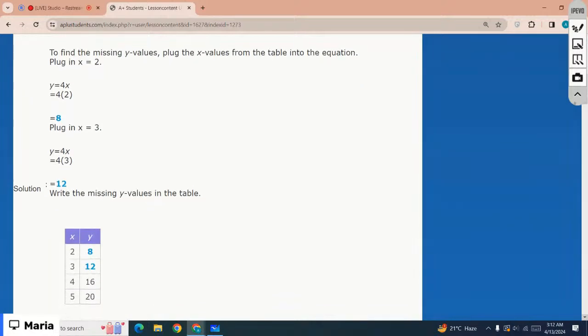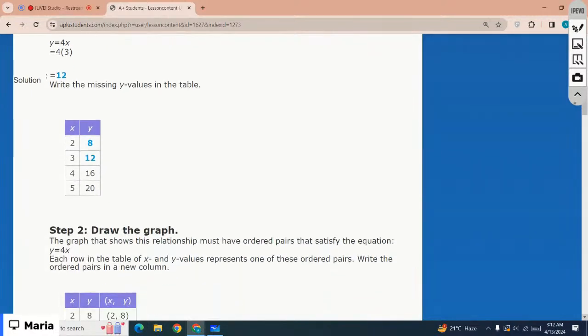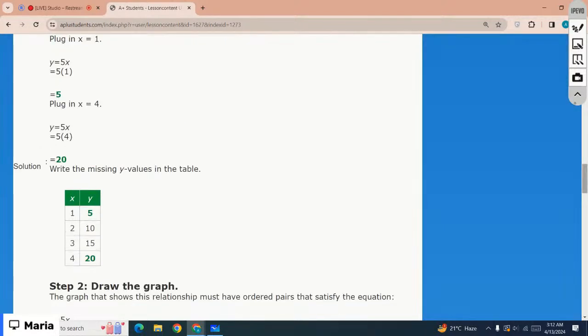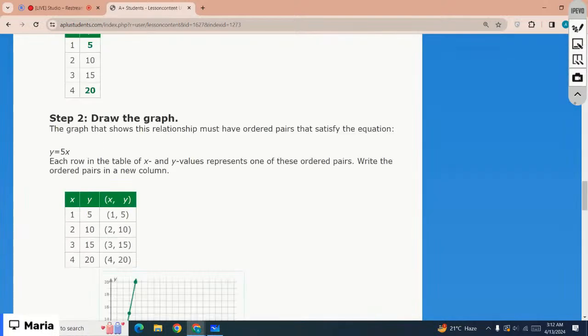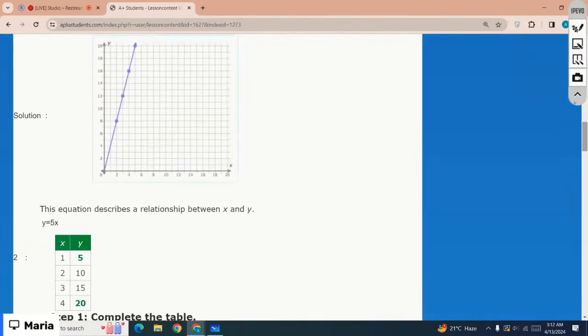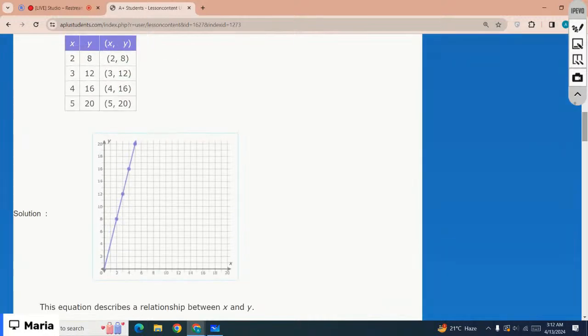You have to represent these pairs of values on the graph paper. Here is the pair of values. X is 2, y is 8. X is 3, y is 12. X is 4, y is 16. Just plot these points. Here is the x-axis.